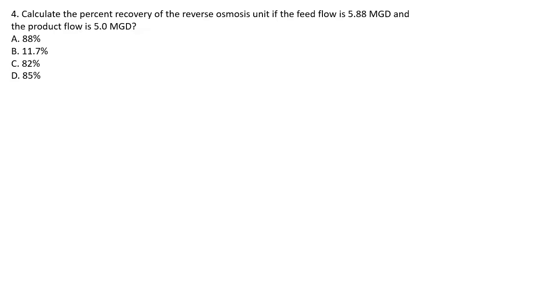Question 4. Calculate the percent recovery of the reverse osmosis unit if the feed flow is 5.88 million gallons a day and the product flow is 5 million gallons a day. A. 88%, B. 11.7%, C. 82%, or D. 85%.